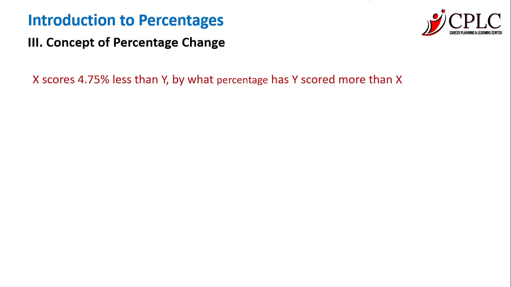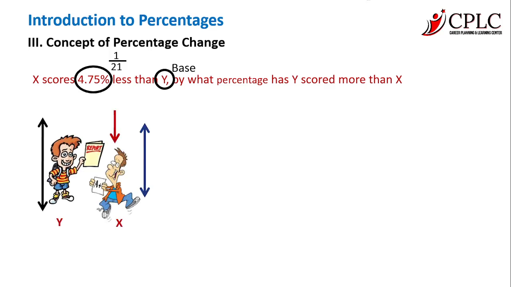So the statement says X scored 4.75% less than Y. Then by what percentage has Y scored more than X, for example? Here again the same thing will be applied. First things first, the fraction for 4.75% is 1 by 21, and the comparison is happening with respect to Y. So Y is the base value, and we know 21 is in the denominator, so we can say Y is 21 parts, for example.